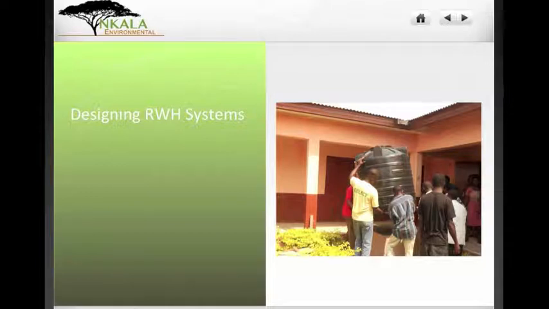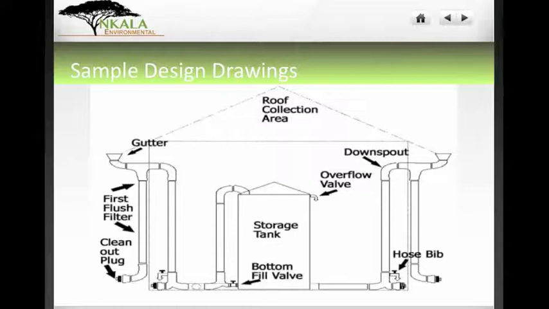Now we want to get into the actual design of a rainwater harvesting system and what that looks like. So a couple of things that we want to do in our design: we definitely want to have some design drawings. This is a profile drawing where we're looking at it as if we're standing on the ground. It would also be a good idea to have plan drawings, which is basically like a bird's eye view, looking at everything from the sky, looking down.